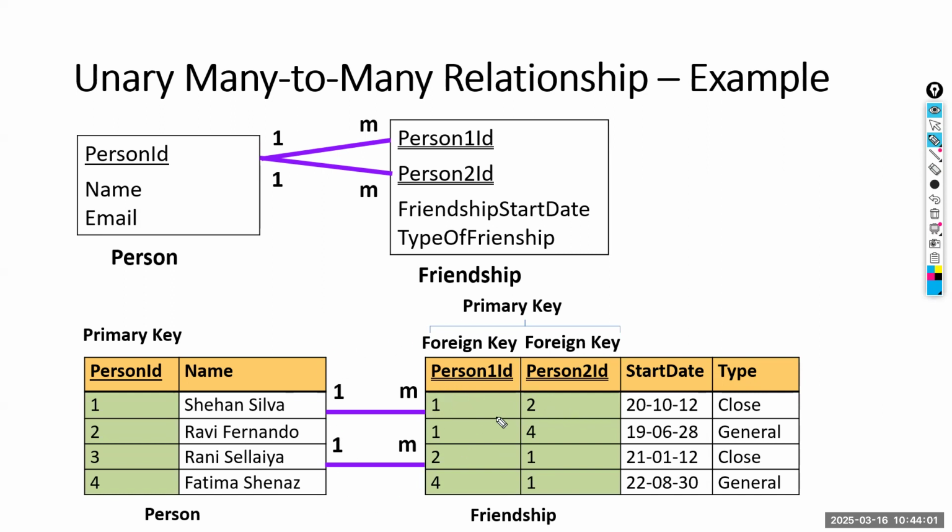And this is a friendship. There's a friendship between 1 and 2, Shehan and Ravi. There's a friendship between 1 and 4, that is Shehan and Fatima. And there's a friendship between 2 and 1, Ravi and Shehan, and so on. And we can have some additional fields.